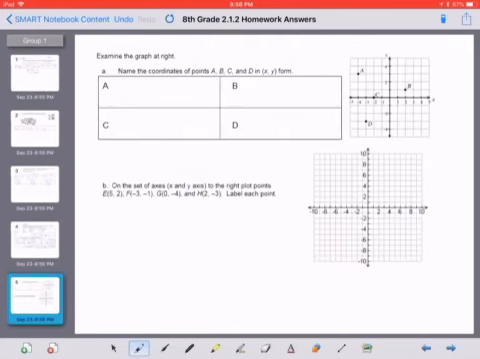Okay. Problem number 21, it looks like, says name the coordinates of points A, B, C, D in XY form for part A. And then for part B, we're going to graph them. So for A, I know that A is at -4, +3. So I'd write my coordinate -4, +3. For B, B is at 2, +1. C is at -2, 0.